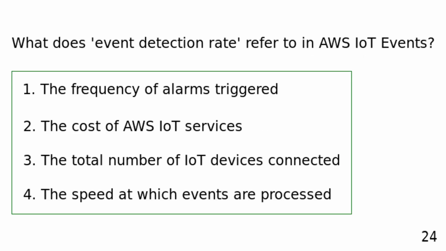What does event detection rate refer to in AWS IoT Events? The frequency of alarms triggered. The cost of AWS IoT services. The total number of IoT devices connected. The speed at which events are processed.